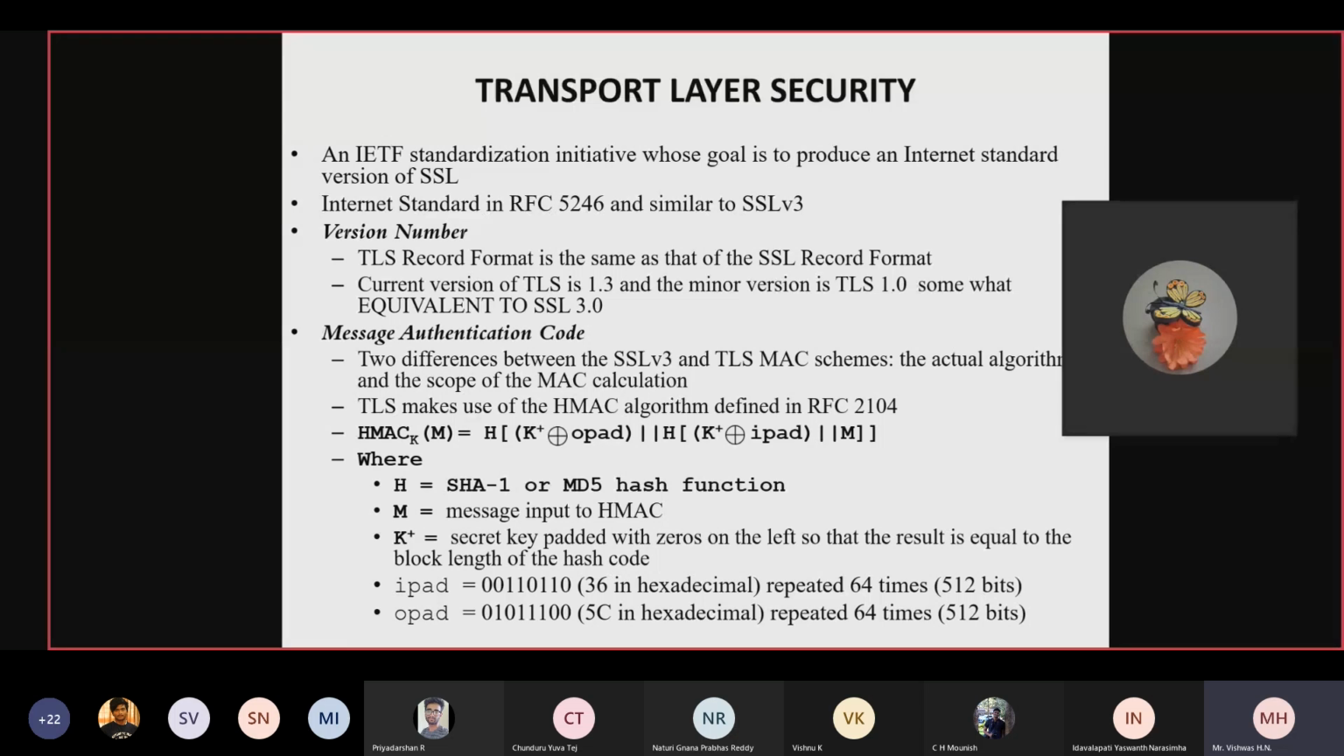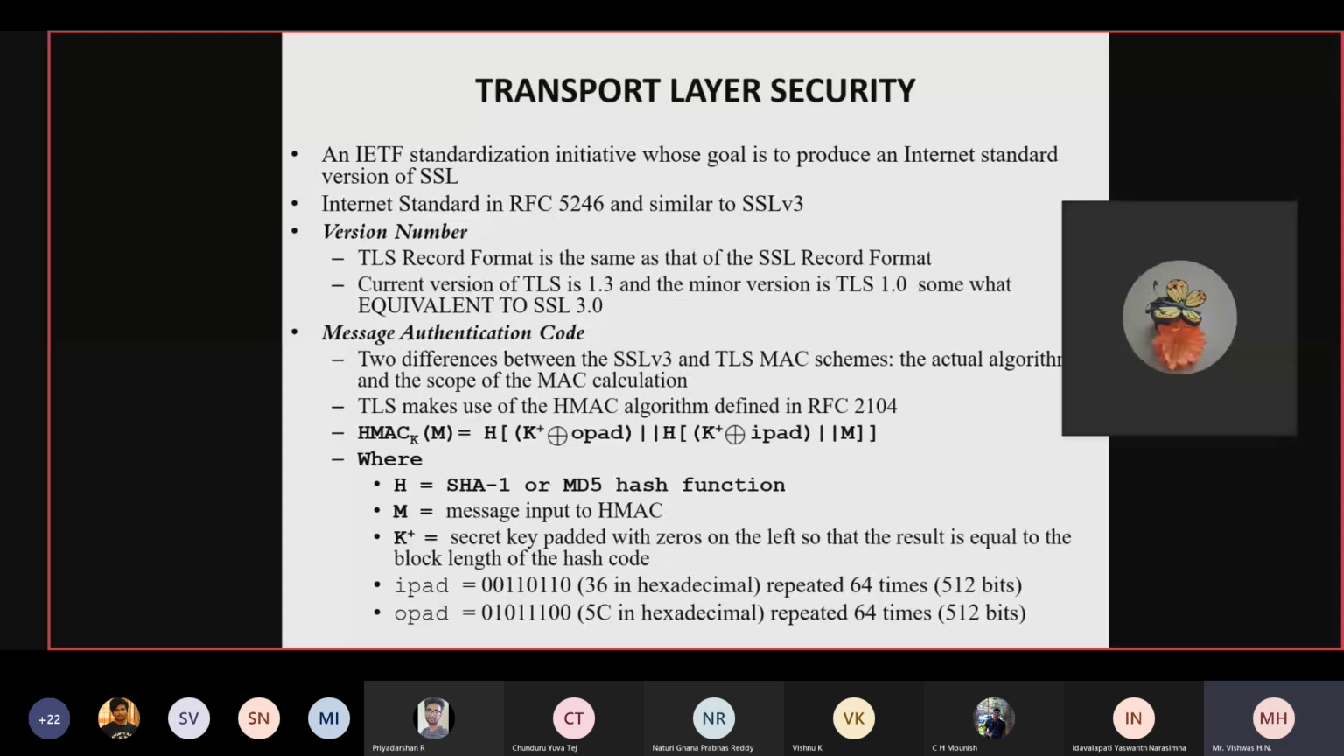So today we will see what is transport layer security. We are not going in depth into transport layer security, as we did with SSL, because this is not in your syllabus. We will just have a quick outlook of what is transport layer security. That's all. It is an IETF standardization initiative whose goal is to produce an internet standard version of SSL. IETF is the Internet Engineering Task Force.